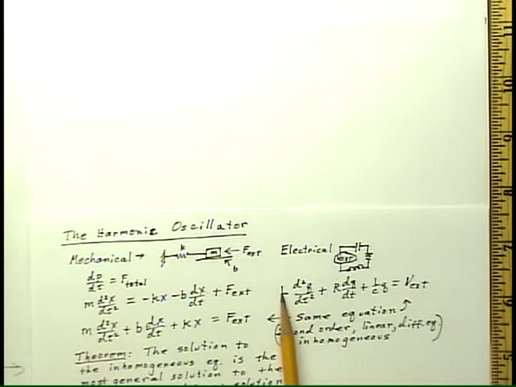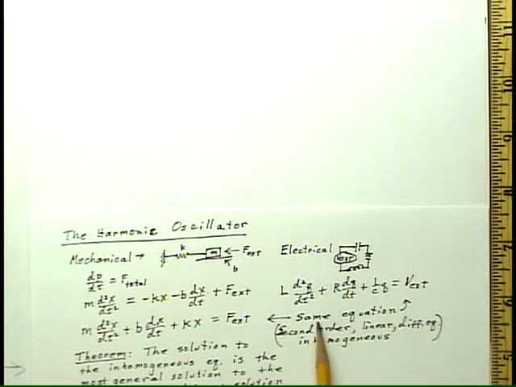This equation explicitly says that the voltage drop across the inductor is the inductance times the second derivative of charge with respect to time, or equivalently, L times di/dt, where dq/dt is equal to the current, plus the voltage drop across the resistor, which is the resistance times the current, or dq/dt. And finally, 1 over C times the charge.